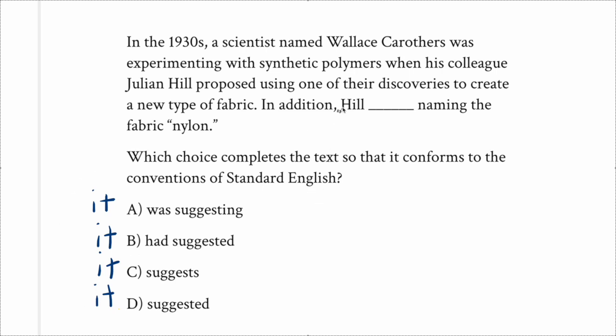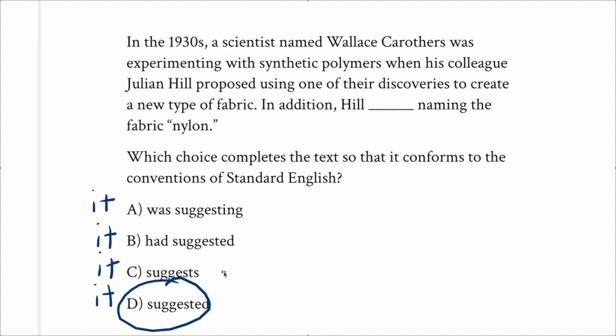Okay, so what does that mean? It means you have to pay attention to really the whole passage. You can't just get it based on the sentence with the blank. You have to pay attention to the whole passage and look for clues as to what the verb tense should be. So in this case, they're talking about something from the 1930s, and it says that Julian Hill proposed doing this. In addition, he suggested doing that. So you want to keep the verb consistent unless there is some indication that it should change.